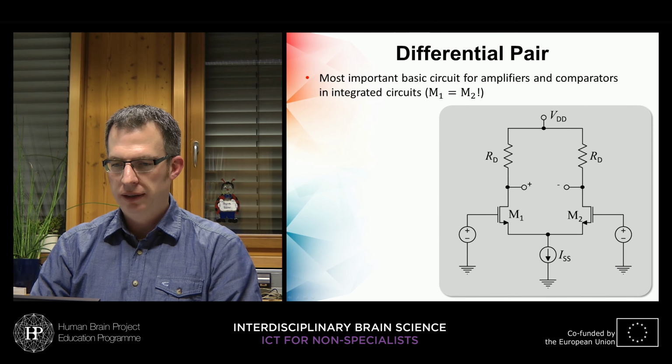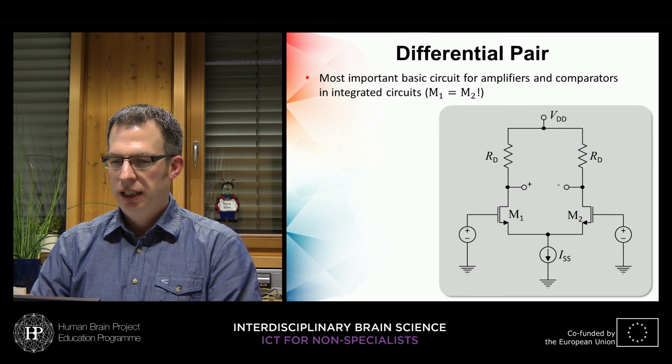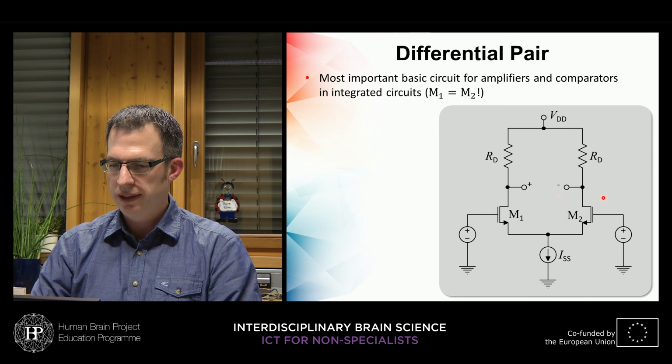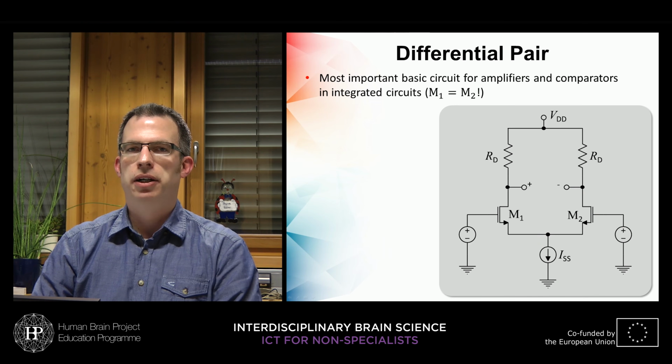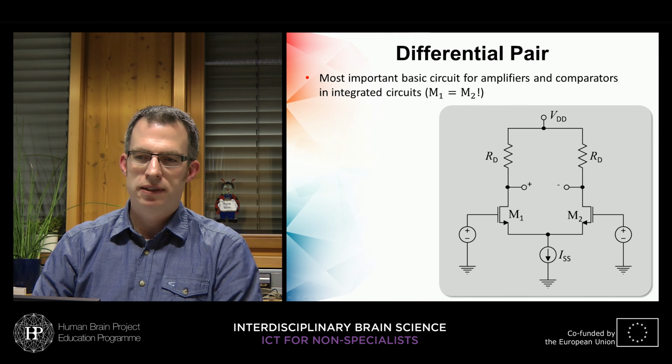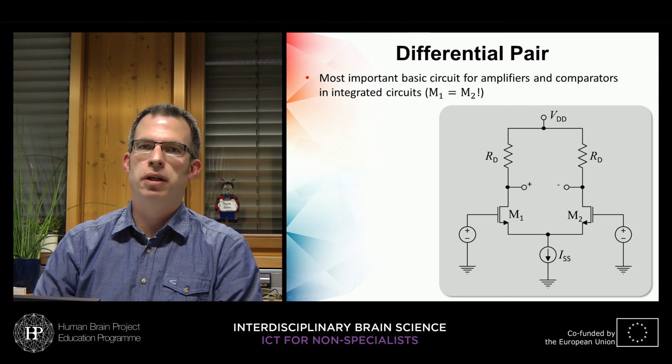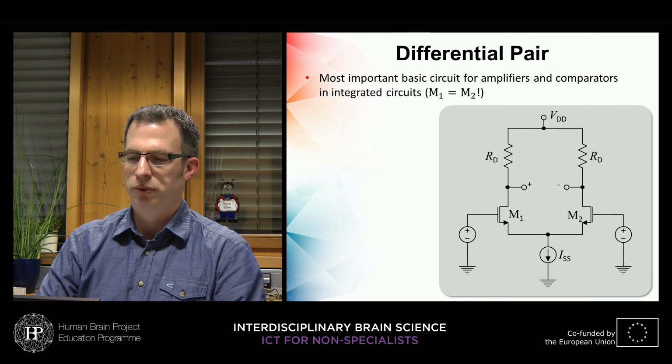Let's look at this differential pair. As I said, it's a very important basic circuit for amplifiers and comparators in integrated circuits. And the first thing you may notice is that it consists of two transistors here. I call them M1 and M2. And the point is that these transistors are identical, so they have identical widths and lengths. And since they are also on the same chip, they will have the same K prime and the same threshold voltage.